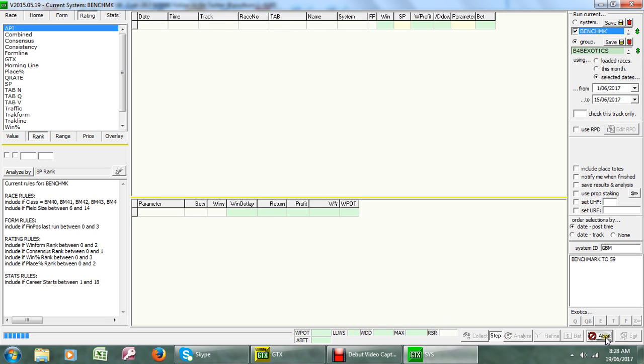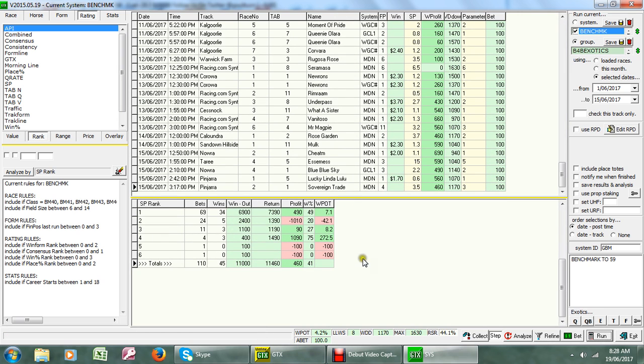Okay, here I click Run, and you'll see this happens pretty quickly because it's only for about 15 days. And looking here, you can see that there were 110 selections altogether that we gave out to members, 45 winners. That's a 41% strike rate and a profit of 4.2%. Longest losing run was 8. Nothing wrong with that.